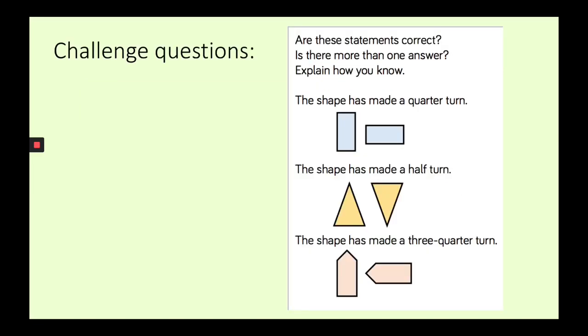Okay, so if you've done all of that, I've got some challenge questions for you to do, if you'd like to. Are these statements correct? Is there more than one answer? Explain how you know. The shape has made a quarter turn. So from here to here, if it's made a quarter turn, I want you to write if it has or if it hasn't and how you know. The shape has made a half turn. Has it made a half turn? You need to let me know. The shape has made a three quarter turn. Again, do the same thing here.